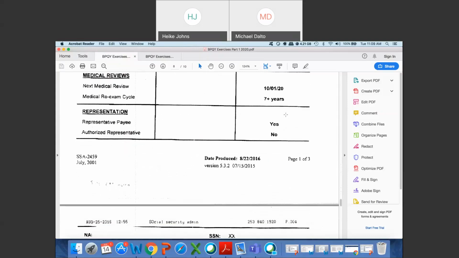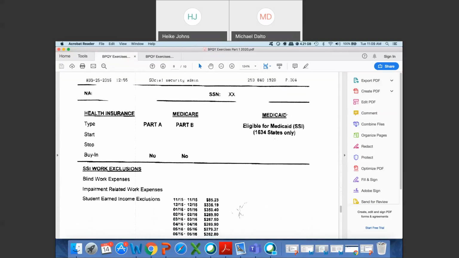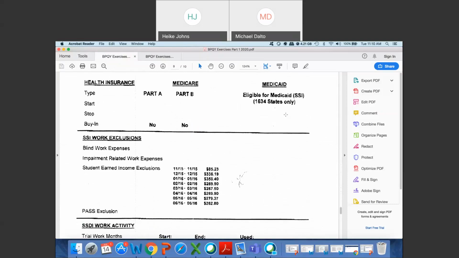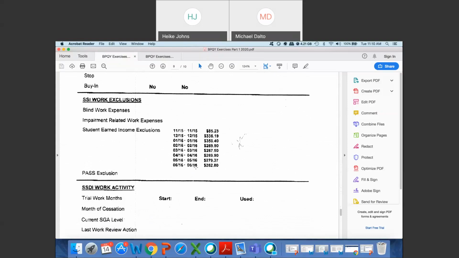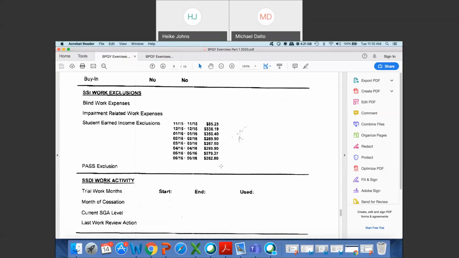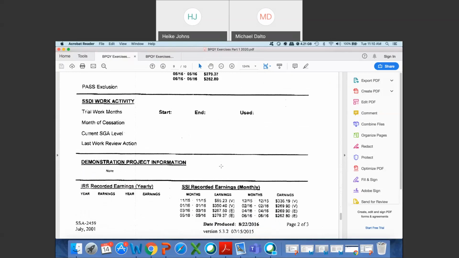7+ year medical re-exam cycle, has a representative payee, should be eligible for Medicaid since they're getting SSI. Under the SSI work exclusion section, we can see that this person was using the student earned income exclusion for some months in 2015 and 2016. So they do have an earnings history. And it's fairly recent since this report was pulled in 2016.